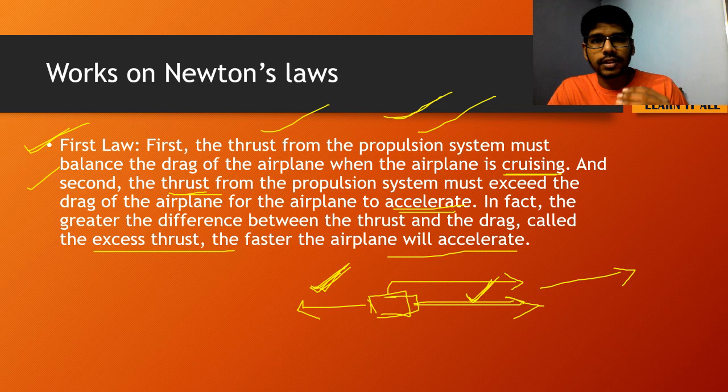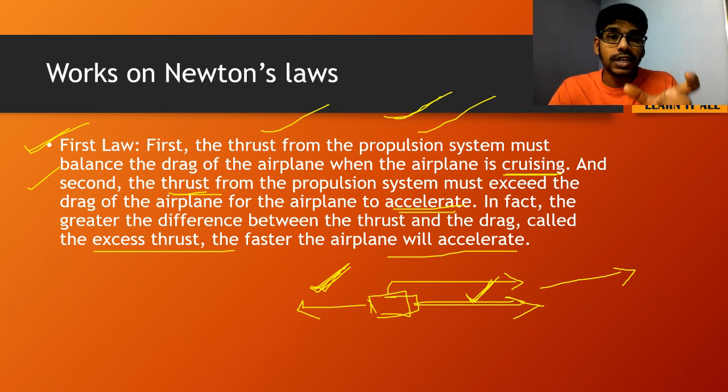If the drag force is much less than the force you are giving, it will accelerate. If the difference between the drag force and the thrust you are giving is maximum, it will accelerate at a much faster rate. So this is the first law. Every object tends to be in constant rest or uniform motion until or unless an external force is applied on it. The external force being applied is the thrust, right?